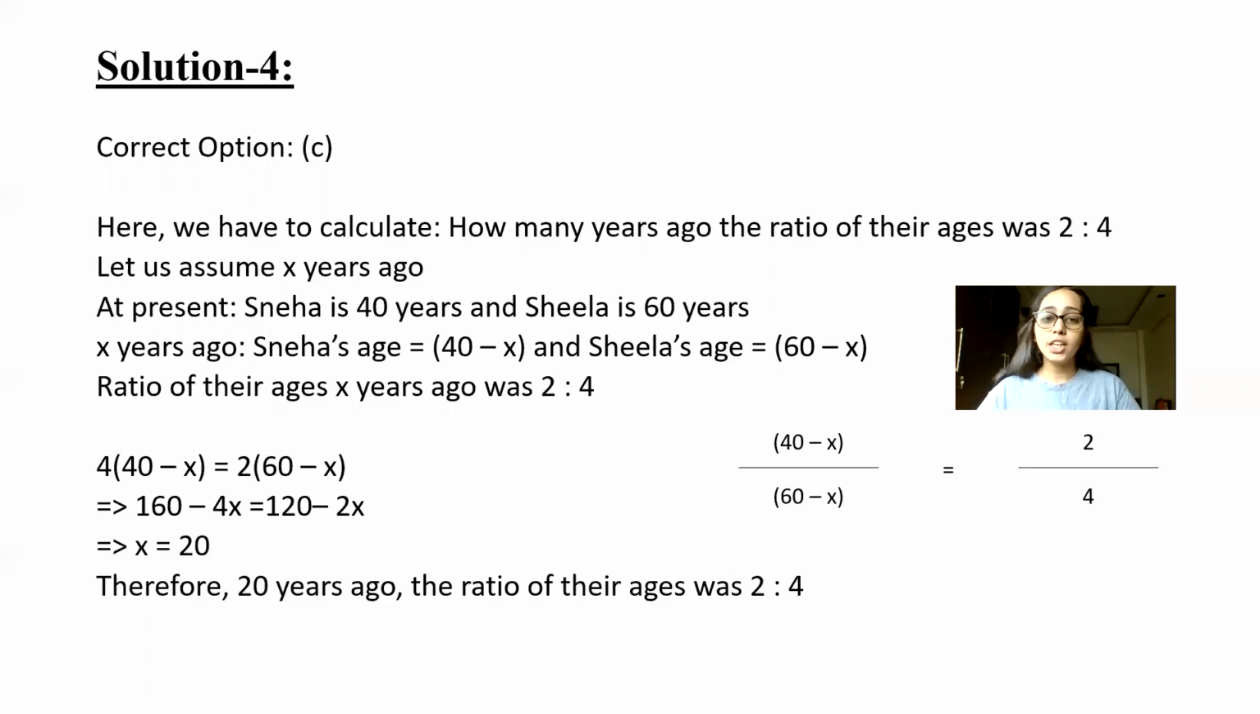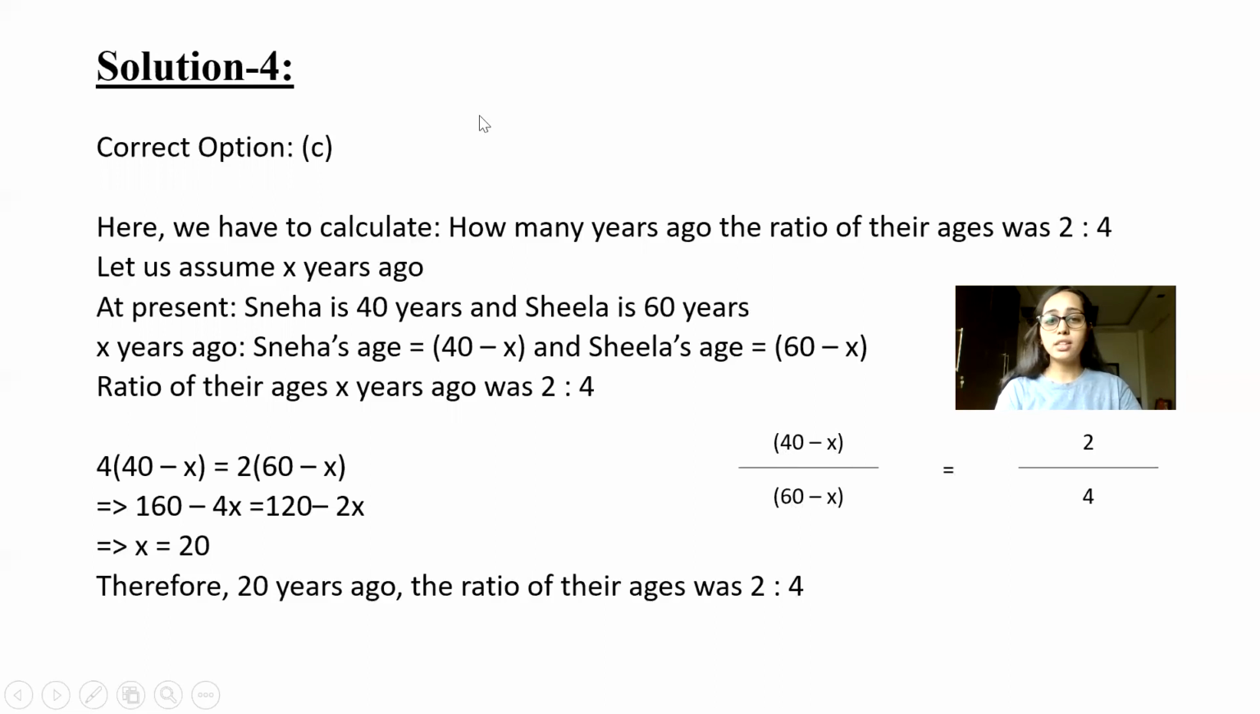So Sneha is 40 years and Sheila is 60 years. So let's do x years ago. So we are subtracting: 40 minus x and Sheila is 60 minus x. Now the ratio was 2:4. So we'll simply write (40 minus x) upon (60 minus x) equal to 2/4, right?